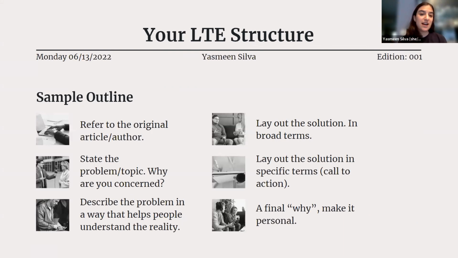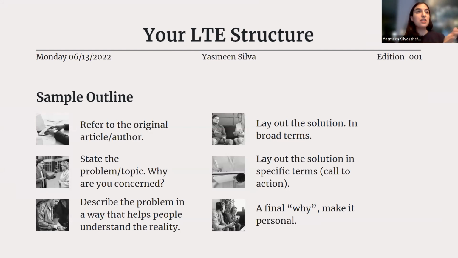So the first is to refer to the original author or article. It could be something like, on May 9th, Author A wrote a fascinating article about the state of our land. I'm going to use an example of an old LTE I wrote, so it's about landfills in Oregon. So Author A wrote about the impacts of our landfills, but I think they were missing X point. Or the author might have done a really good job, but didn't put forward the exact solution that you and your campaign are looking for.